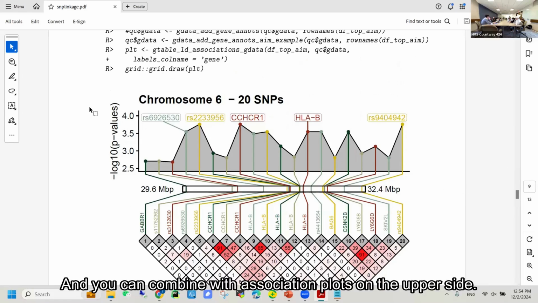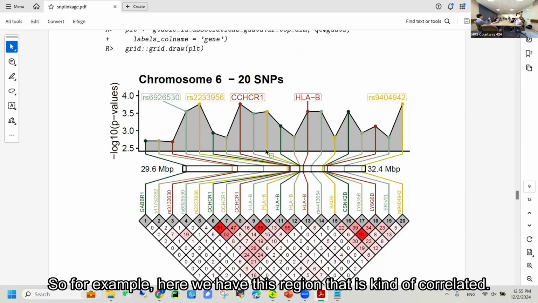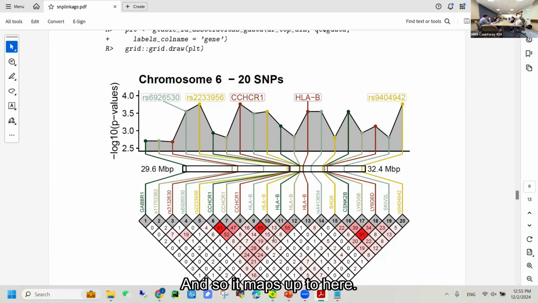And you can combine with association plots on the upper side. So for example, here we have this region that is kind of correlated, and so it maps up to here. And so it's this map. So usually. So, Tom, quick question.